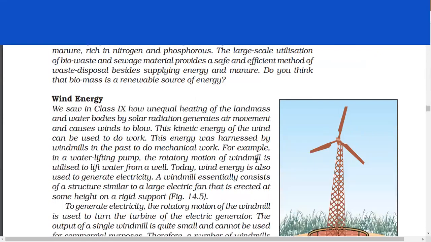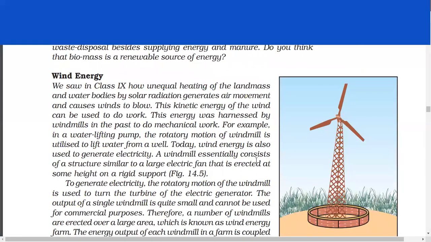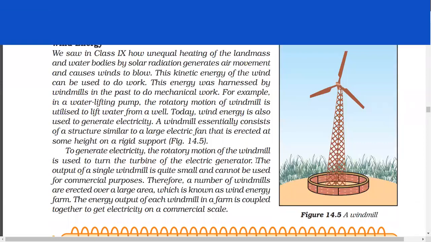Wind energy. We saw in class 9 how unequal heating of the land mass and water bodies by solar radiation generates air movement and causes winds to blow. This kinetic energy of the wind can be used to do work. This energy was harnessed by windmills in the past to do mechanical work. For example, in a water lifting pump, the rotatory motion of the windmill is utilized to lift water from a well.